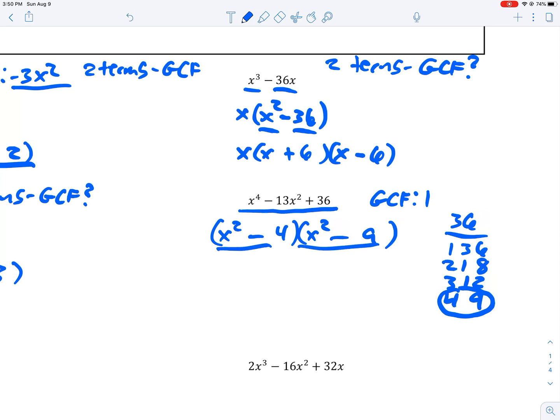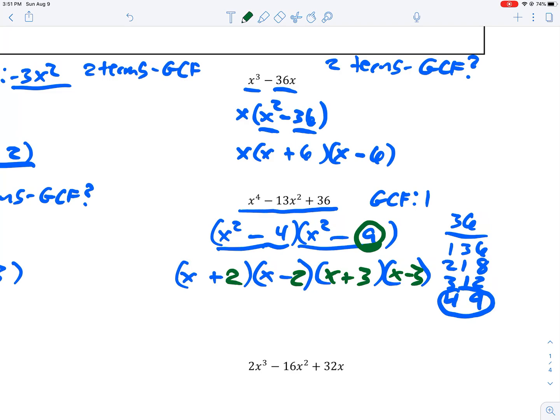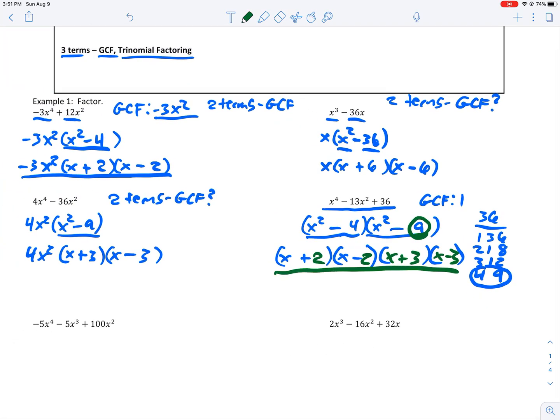Notice both of these are difference of squares, so we can go one step further with both of them. So x plus minus, what do you square to get 4? So 2 and 2. x plus minus, what do you square to get 9? 3 and 3. So this would be your fully factored form. This one is very tricky for a lot of students because you've never seen that before, but you've used the concept before. So that one is a tricky one for students.